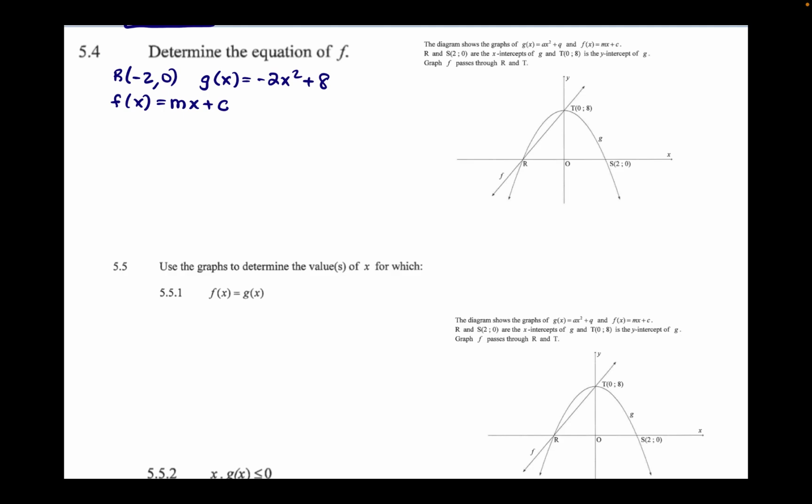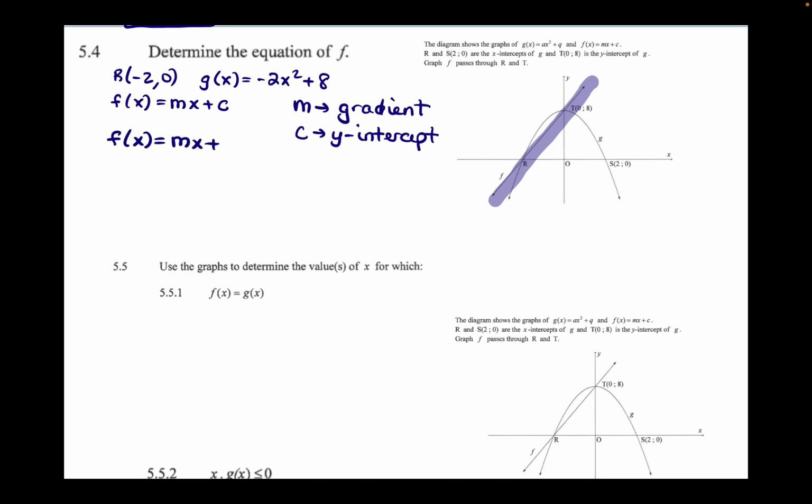Well, we notice that f is a line, a linear function, and the equation was given to us as f of x equals mx plus c. M stands for the gradient, which we in the United States call the slope, and c stands for the y-intercept, or the value when x is equal to 0. Well, we can see quickly that the c value is equal to 8. So I have f of x is equal to mx plus 8.